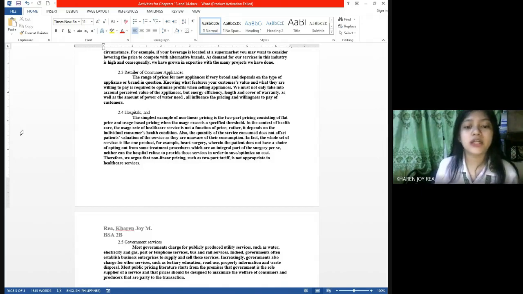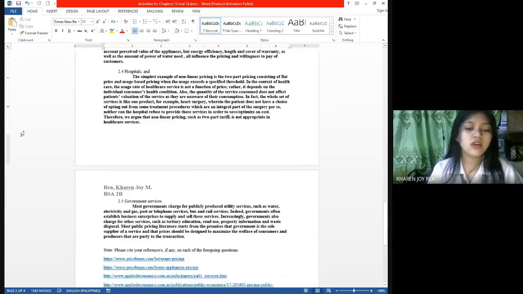For example, heart surgery, wherein the patient does not have a choice of opting out from some treatment procedures which are an integral part of the surgery. Neither can the hospital refuse to provide those services in order to save or optimize on cost. Therefore, we argue that nonlinear pricing such as two-part tariff is not appropriate on healthcare services.